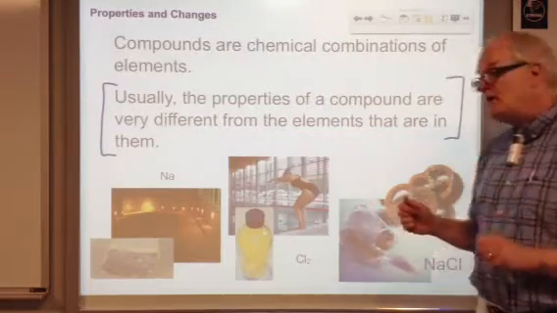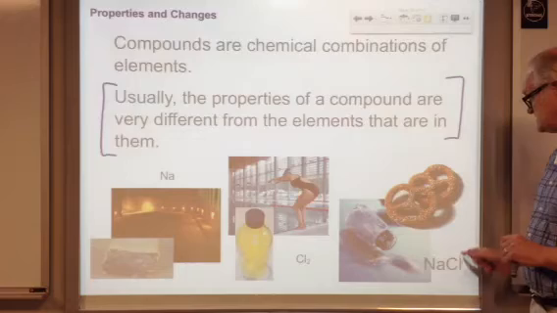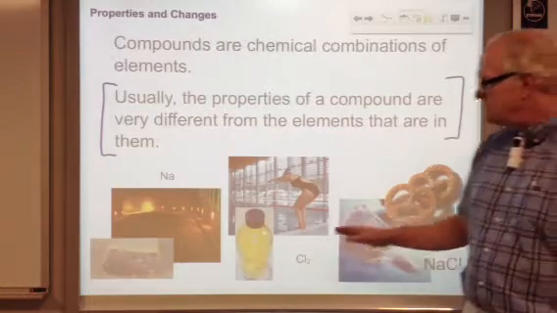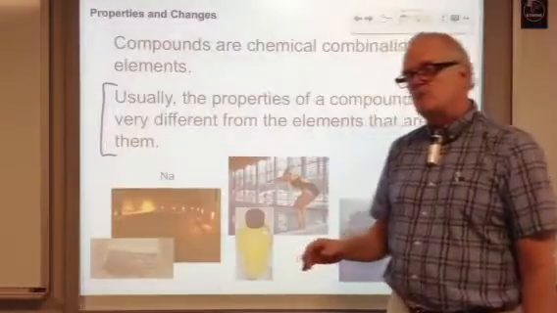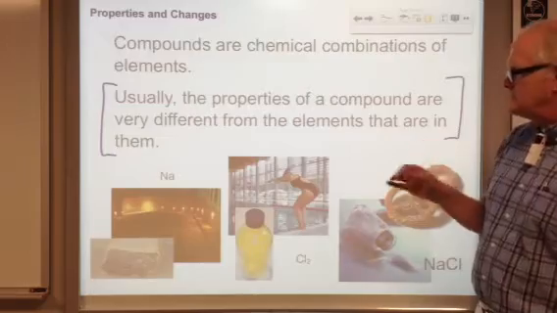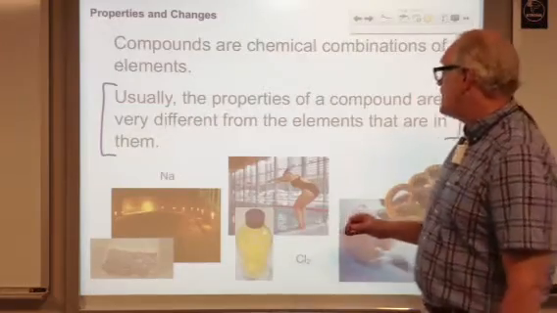So the point here is that the properties of this compound, the sodium and chlorine chemically combined, are very different from the elements from which they're made. So the reaction that formed the sodium chloride produced something with different properties.